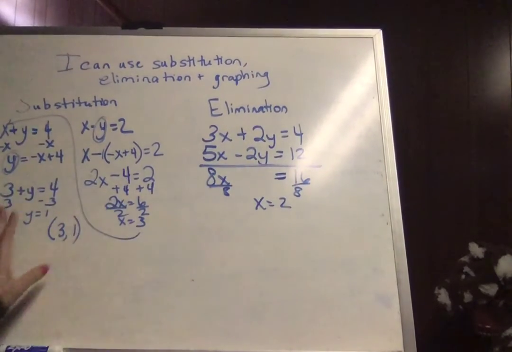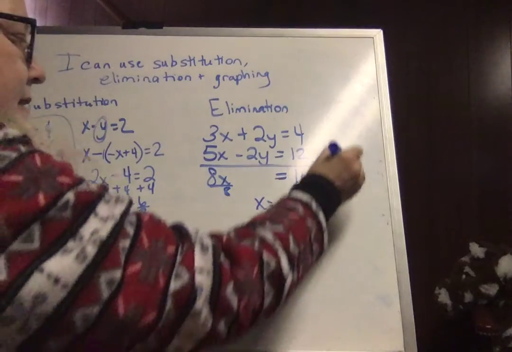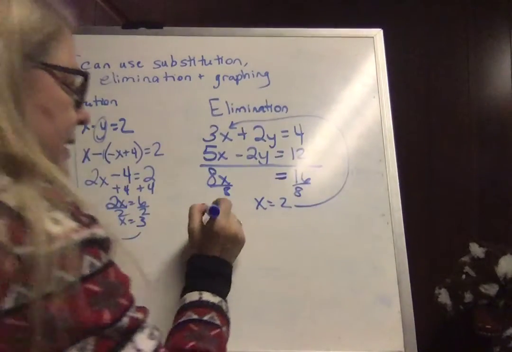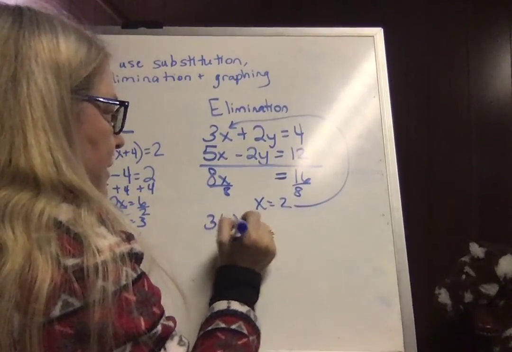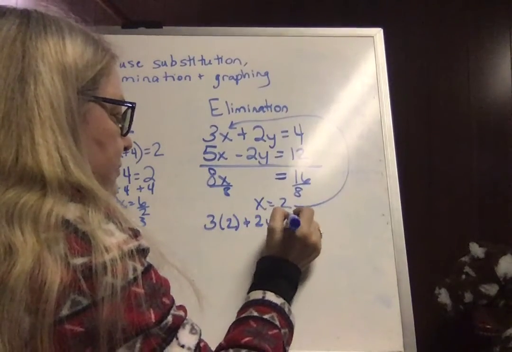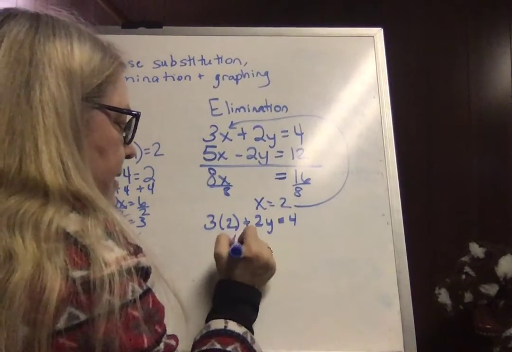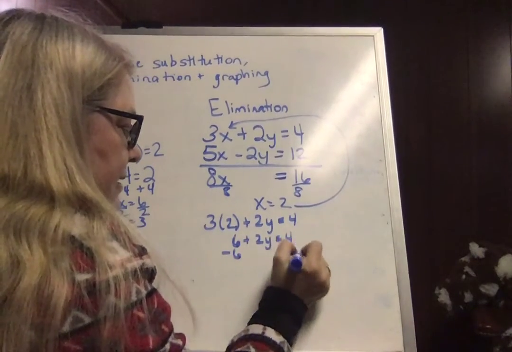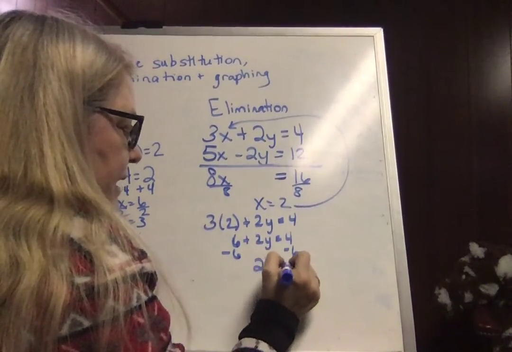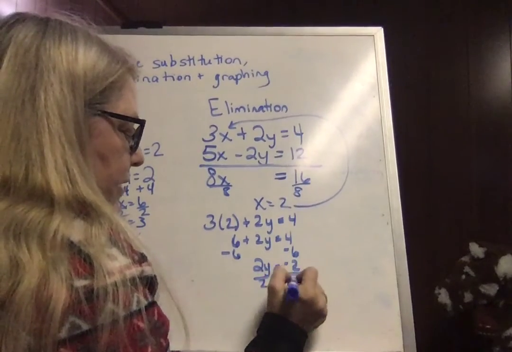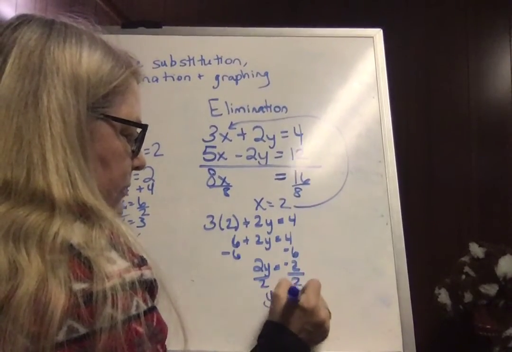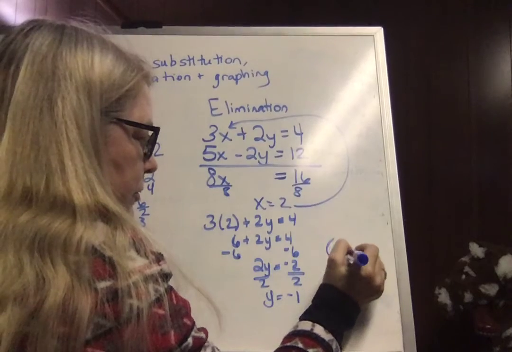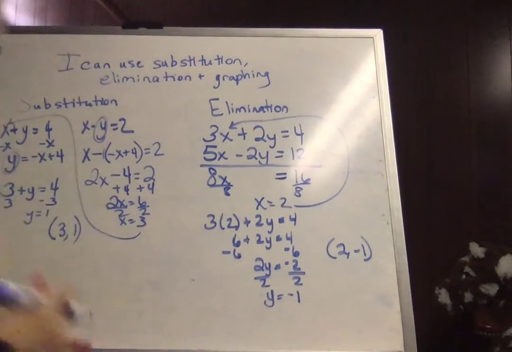And then just like in the one before, we take this 2 and plug it back in. So 3 times 2 plus 2y equals 4. 6 plus 2y equals 4. Minus 6, 2y equals negative 2. Divide by 2, y equals negative 1. Final answer 2, negative 1.